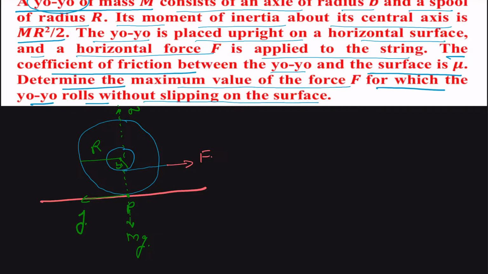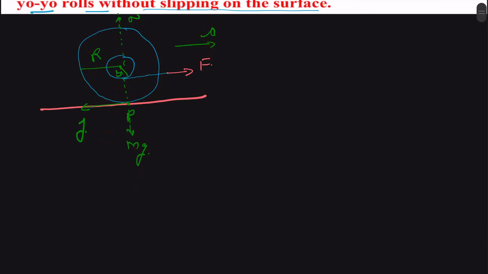And let us assume that there is a linear acceleration a along the direction of the force. So we have to make equations based on two things. First will be the translational equation, and second one will be our rotational equation. The rotational equation will be because of the torque, and the translational equation will be only because of the force. So these two equations we are going to write.